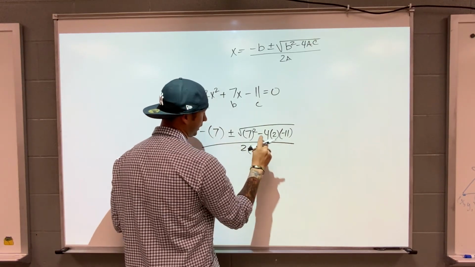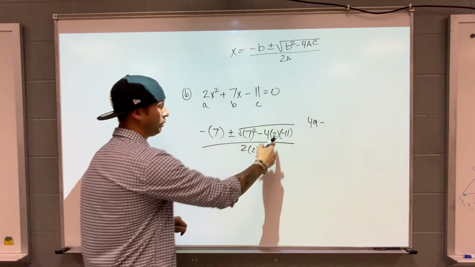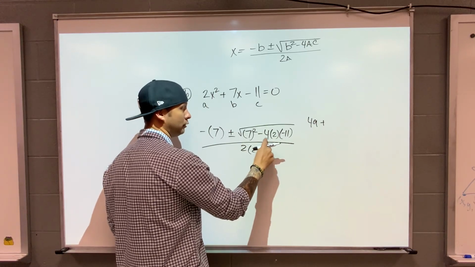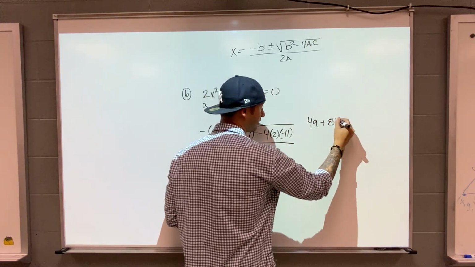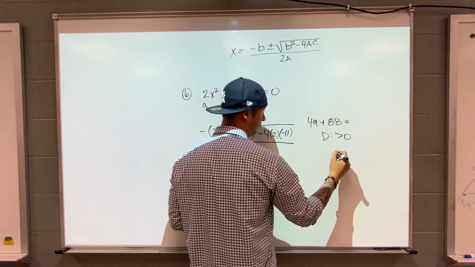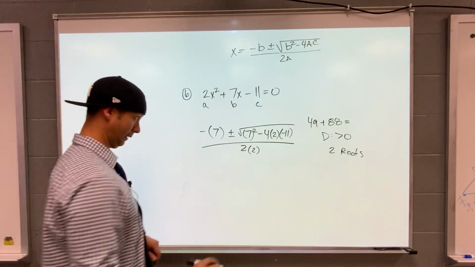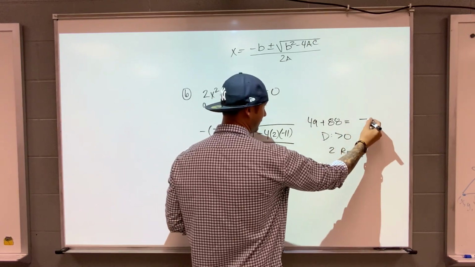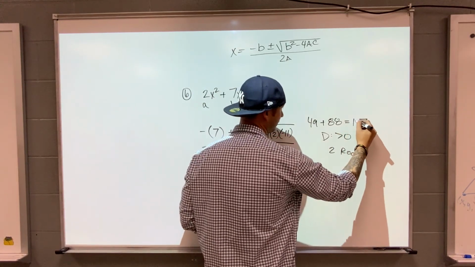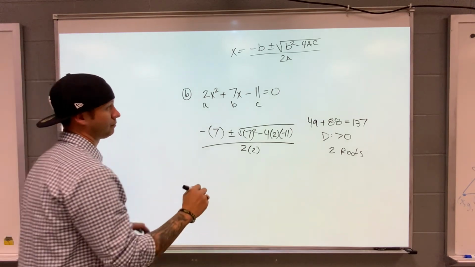Okay, let's check the discriminant out. So this is going to be 49, 7 times 7, plus, right, because negative, negative, plus. This is going to be 2 times 4 is 8, times 11 is 88. All right, so it's a positive number, bigger than 0. So 2 real roots. What's 49 plus 88? 9 plus 8, 17, carry the 1. 8, 9, 10, 11, 12, plus 1, 13. So 137. 17, carry the 1. Yep, 137.